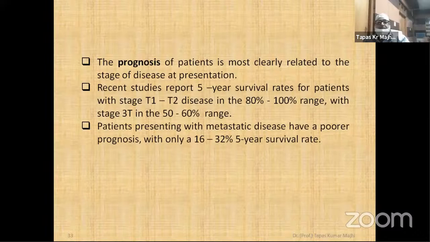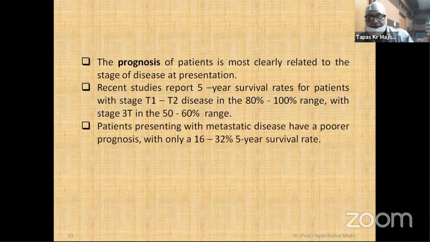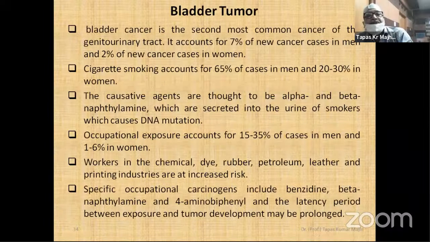Prognosis of the patient is most clearly related to the stage of the disease. Recent studies report 5-year survival rates for patients with T1, T2 disease of 80 to 100%, with stage 3 in the 50 to 60% range. Patients presenting with metastatic disease have a poorer prognosis, with only 16 to 32% 5-year survival. So this is in short about renal cell tumor. Next we pass on to an important tumor of the urinary tract, that is bladder tumor.